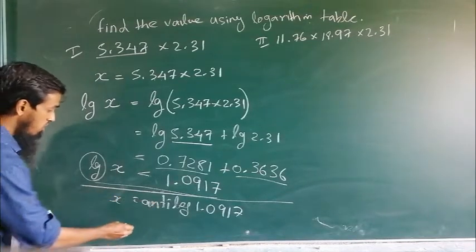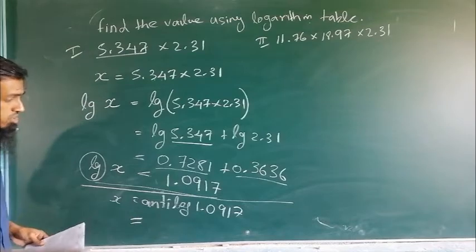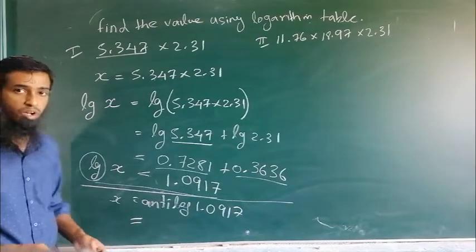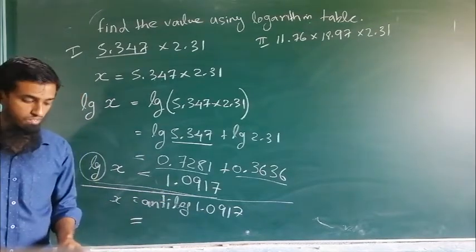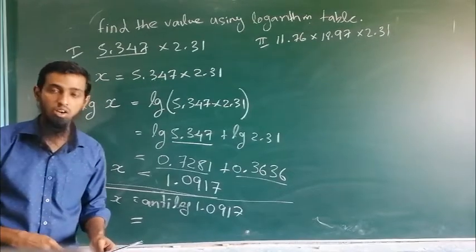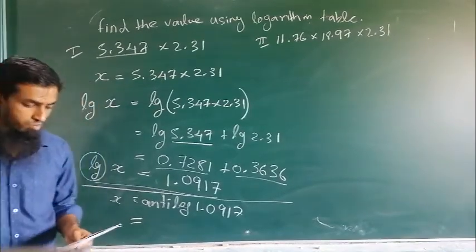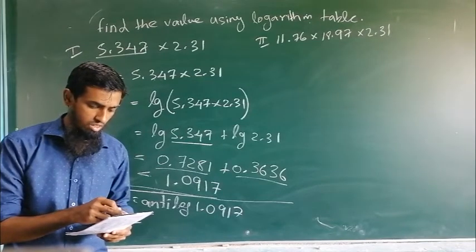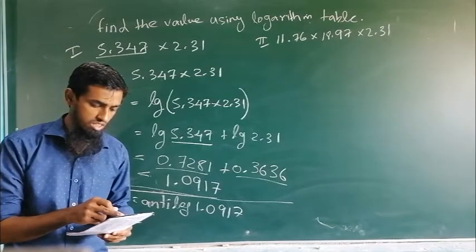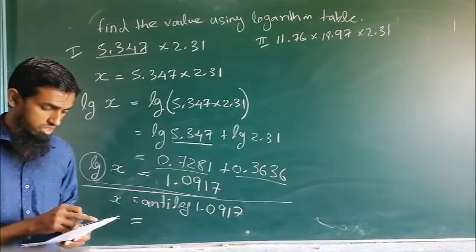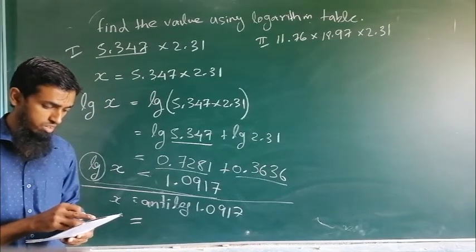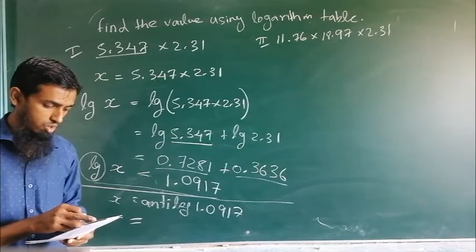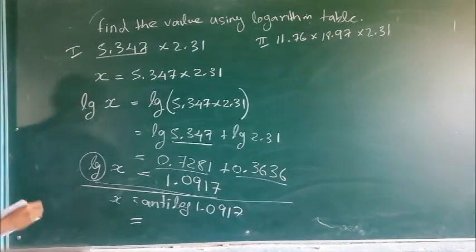So now you know how to find the logarithm. The mantissa 0917 is the part you need to find inside the logarithm table. So go and find 0917. You have 0969. Okay, sorry. 0917 means you have 0899.